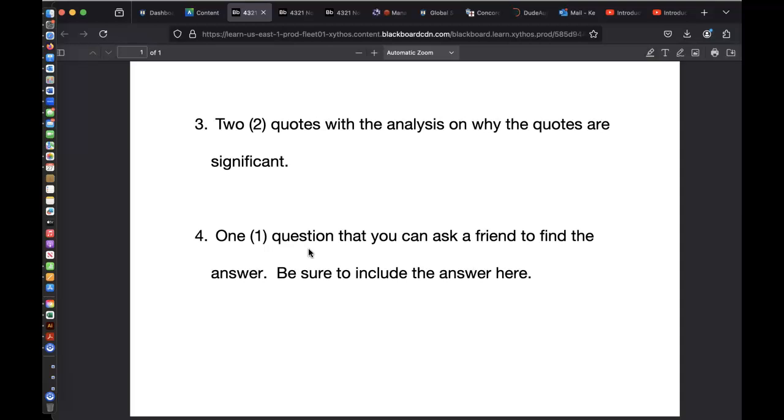Include the answer here. So why are these important? Maybe we're talking about the prehistoric cave paintings. How do we know what they really mean? Well, we don't, do we? Because that's part of your discussion question. So I want you to come up with a question.